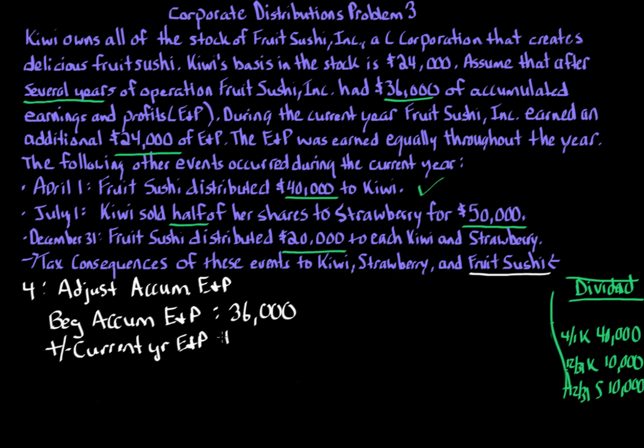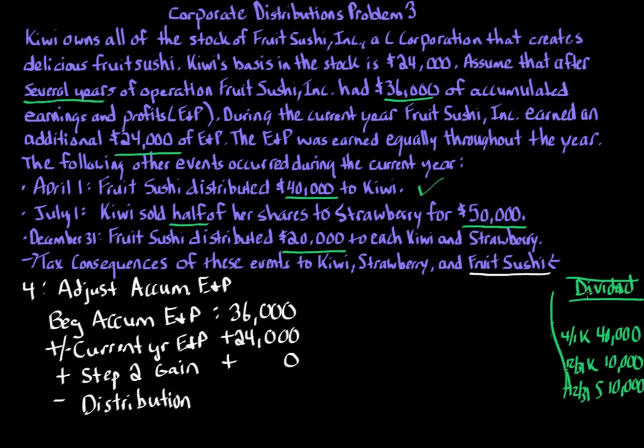So this is plus 24,000. We also add any step 2 gain that we have. Which here we don't have any step 2 gain because again it's a cash distribution. There was no effect with respect to step 2. Finally, we subtract away the distribution adjustment, which remember from our previous videos is almost always going to be the dividend amount, the total dividend amount, which remember, we determined that earlier. So 40 plus 10 plus 10, 60,000.